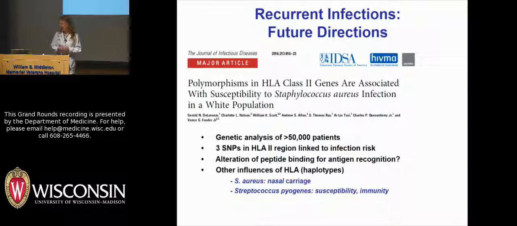What's interesting about this gene is that it's been shown to influence other infections as well, including Staphylococcus, where different haplotypes are linked to different risks of carrying Staphylococcus aureus in the nasal area. And also for Streptococcus, different haplotypes predisposed to infection, and then they also allow for different immune response, where some haplotypes have a very robust immune response and some would have less.